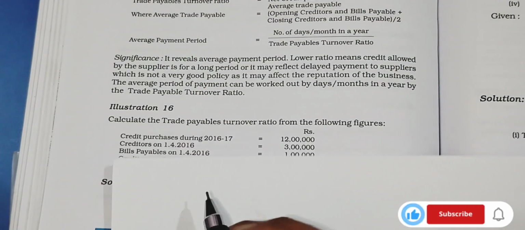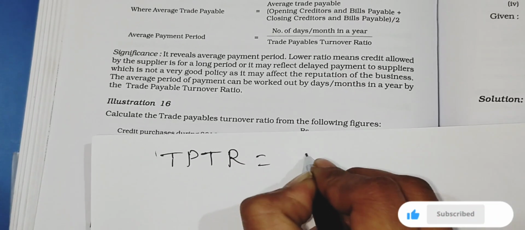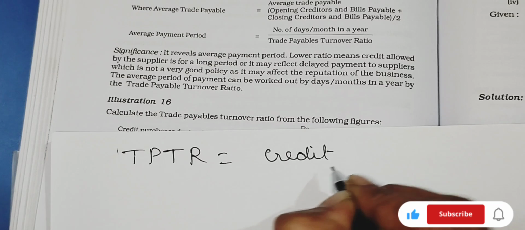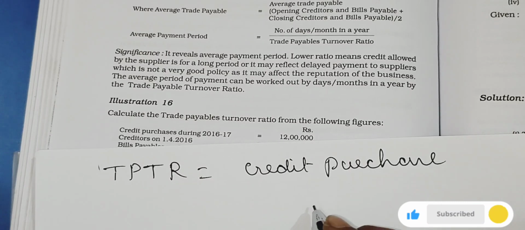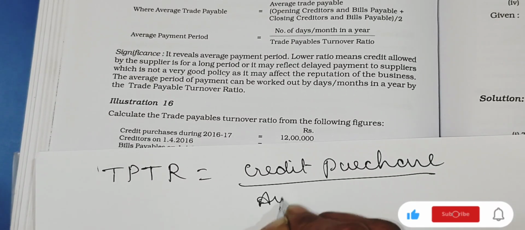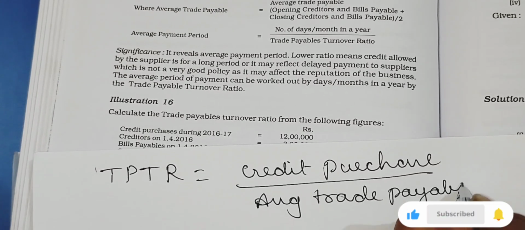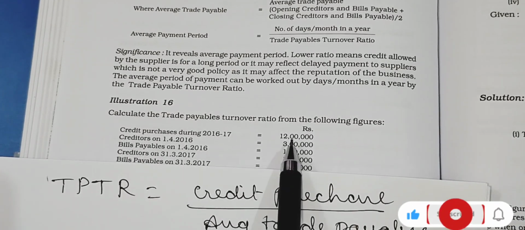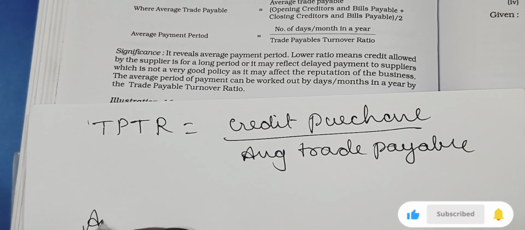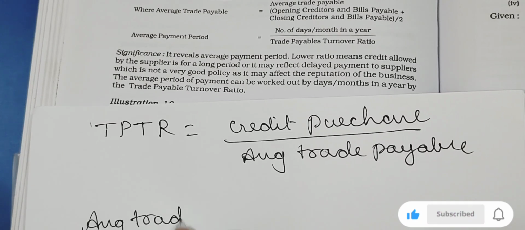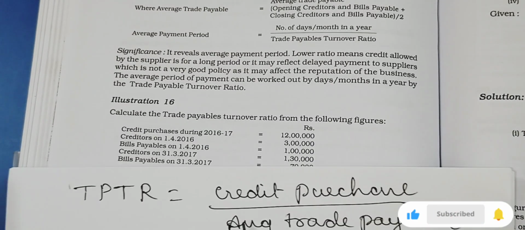So what is the formula for trade payable turnover ratio? Trade payable turnover ratio is equal to net credit purchase divided by average trade payable. Here the credit purchases are given directly, so there is no adjustment for credit purchase, but we need to find out now the average trade payable.